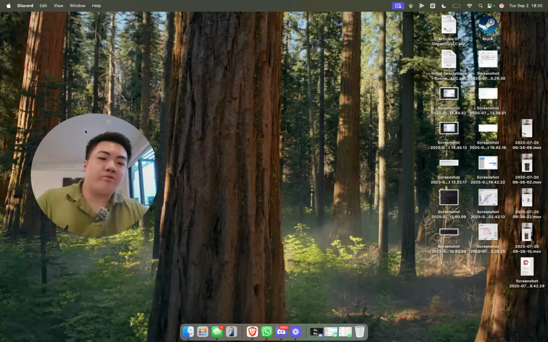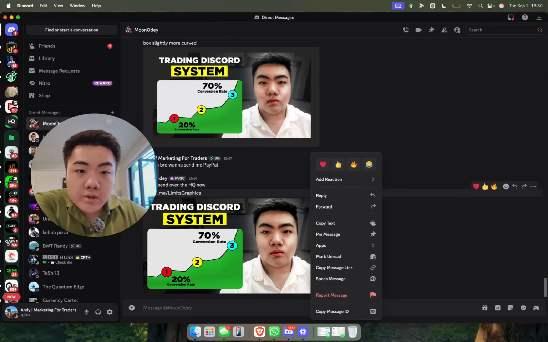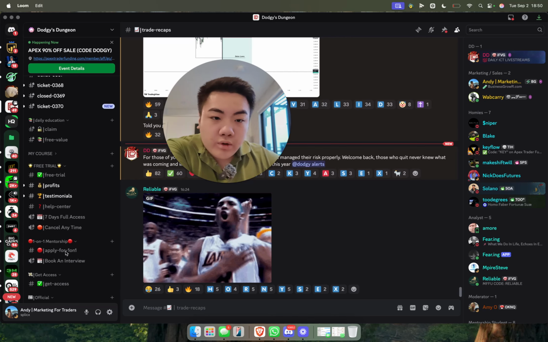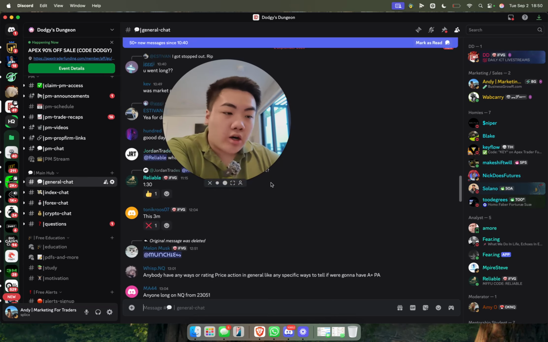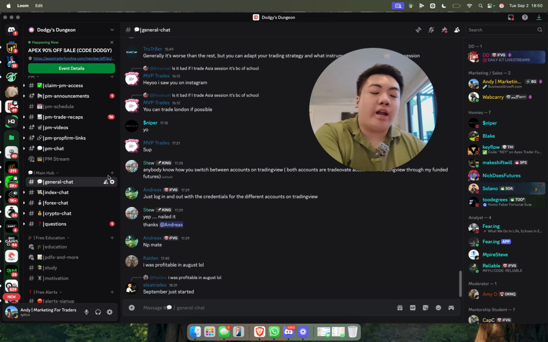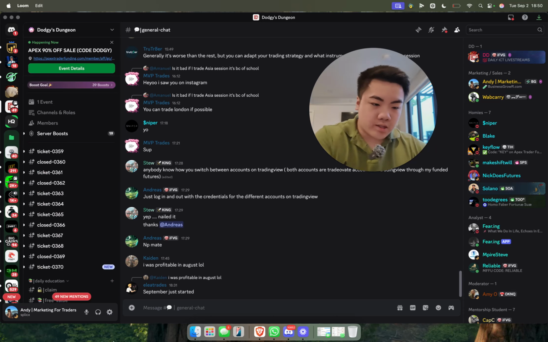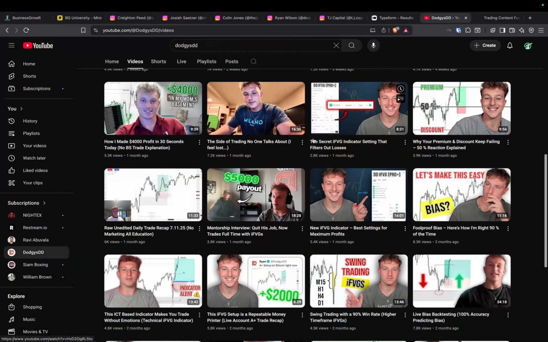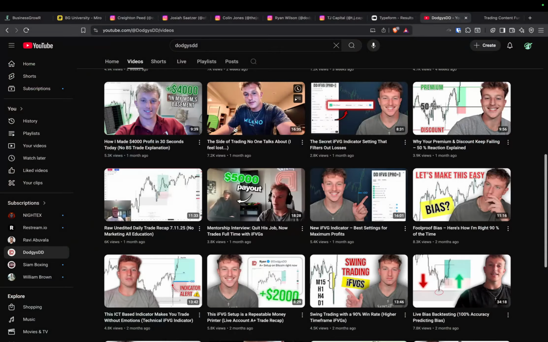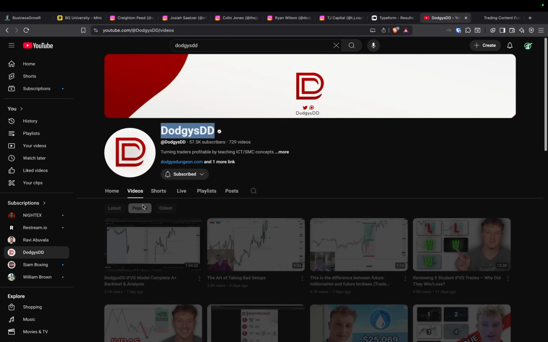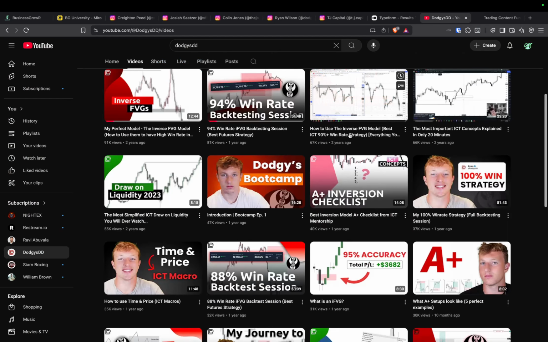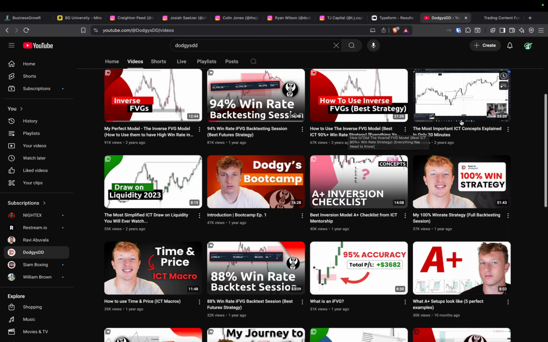So again, just like short form, you want to be talking about your unique mechanism. And if you go into the Discord, you'll notice his Discord specifically, you have a ton of people in the general chat talking about, oh, how to learn his IFG model. Why doesn't this specific trade work? And everyone in there, which is tens of thousands of people, is trading his specific strategy. And this is the kind of cult audience that you can build through long form when you convert people to your unique mechanism. So you'll see a lot of his most popular videos are going to be the inverse IFG model, IFG backtesting session, how to use the inverse IFG model.